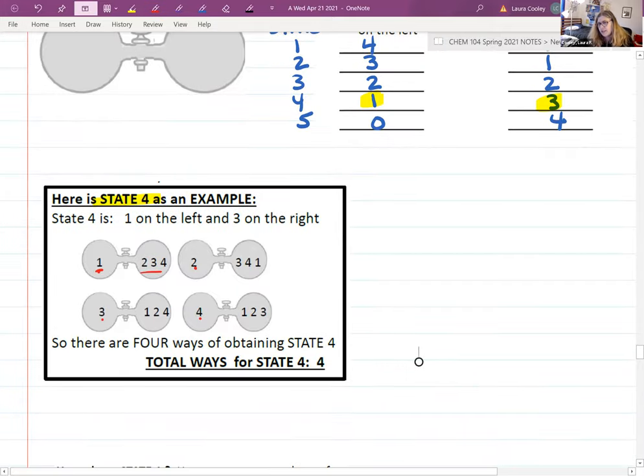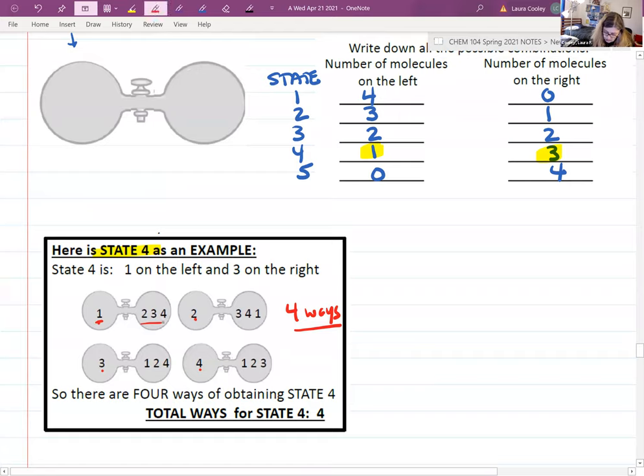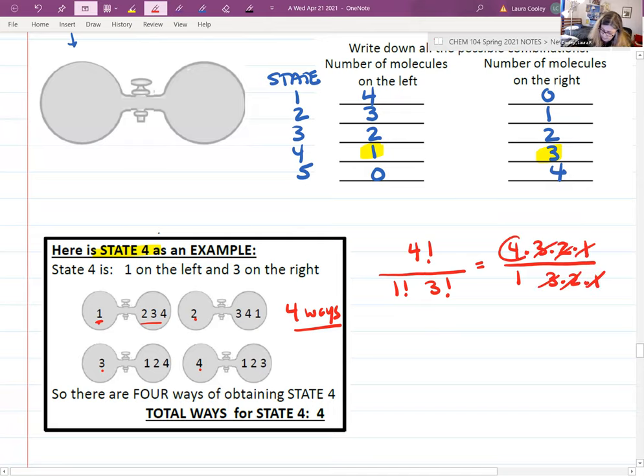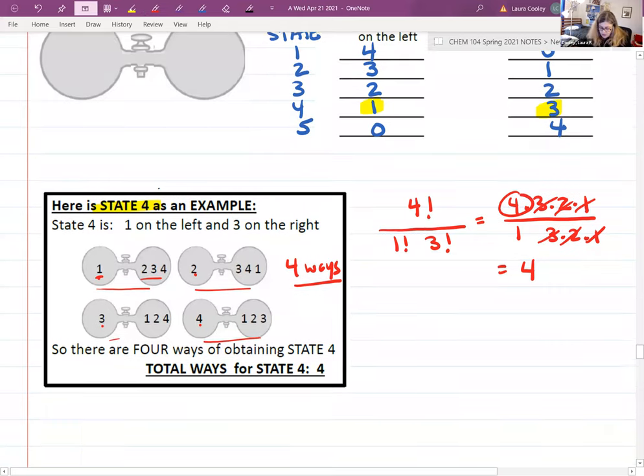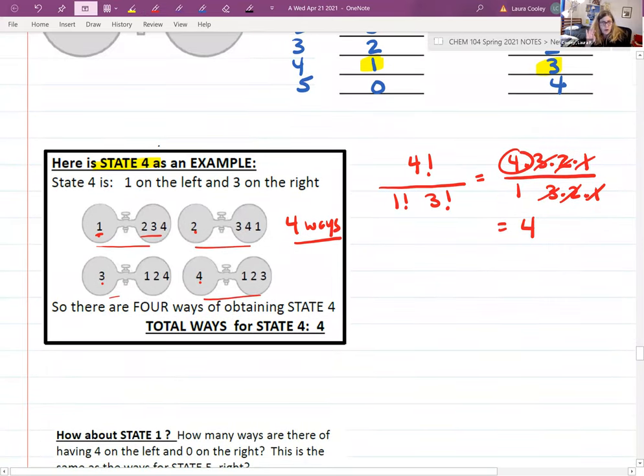And has anybody in here ever taken statistics? Because there's actually a simple formula that I could have used. So I see that there are four ways of arranging particles so that one is on the left and three are on the right. But what I could have used was this formula, 4 factorial over 1 factorial times 3 factorial. Has everyone ever seen that in a statistics class? Because this comes out to, you know, factorial is you multiply like that. So you'd be able to cancel everything out except for the four. So there are four ways, 1, 2, 3, and 4. So the total ways for state four is four ways.